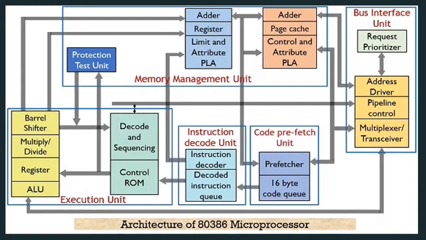Usually, the paging unit converts linear address into physical address. The control and attribute PLA is used to check the privilege at page level. Each page always maintains the paging information of the task.